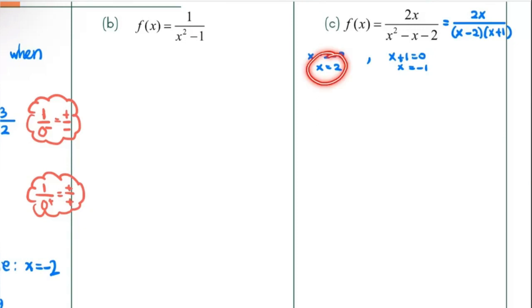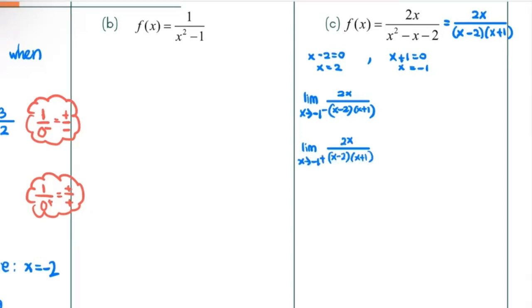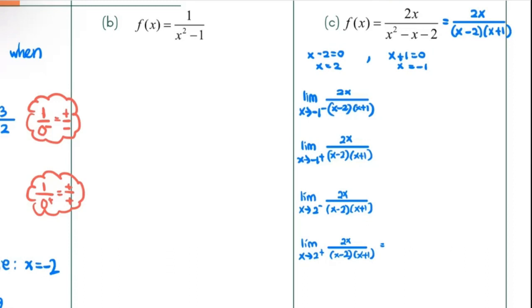Kenapa saya perlukan dua value ini? Sebabnya kita akan check the limit of x approaching -1 from the left. Lepas tu kamu kena check juga limit of x approaching -1 from the right. Lepas tu kamu kena check pula limit of x approaching 2 from the left dan 2 from the right lah. So kita akan check 4 value ini.